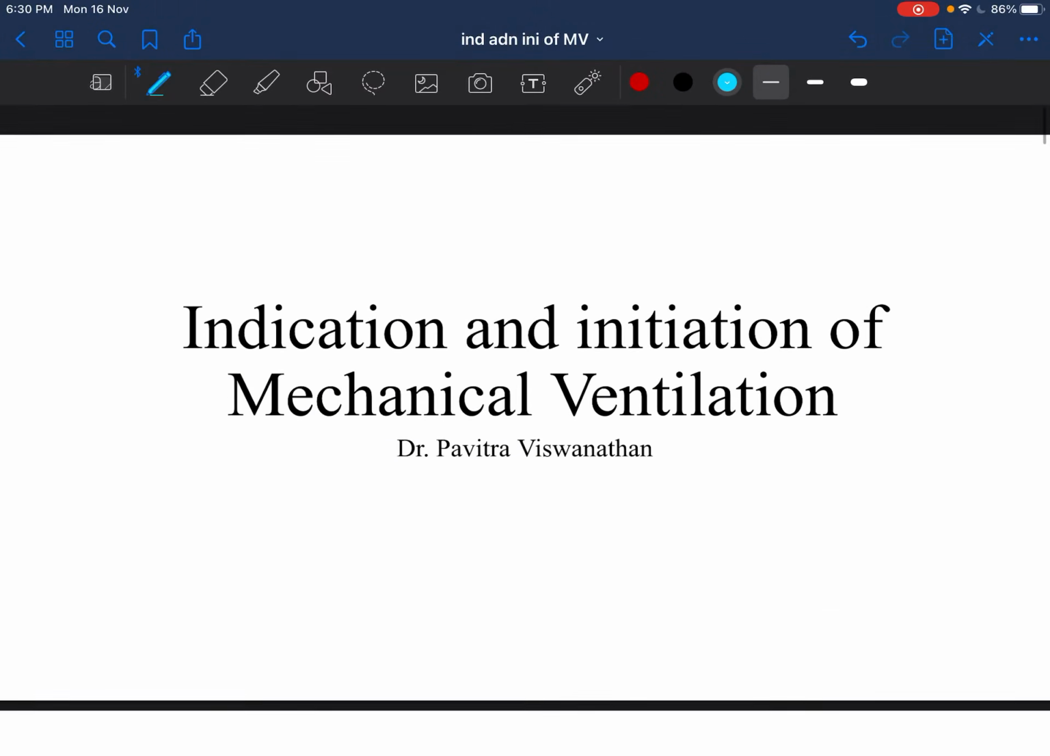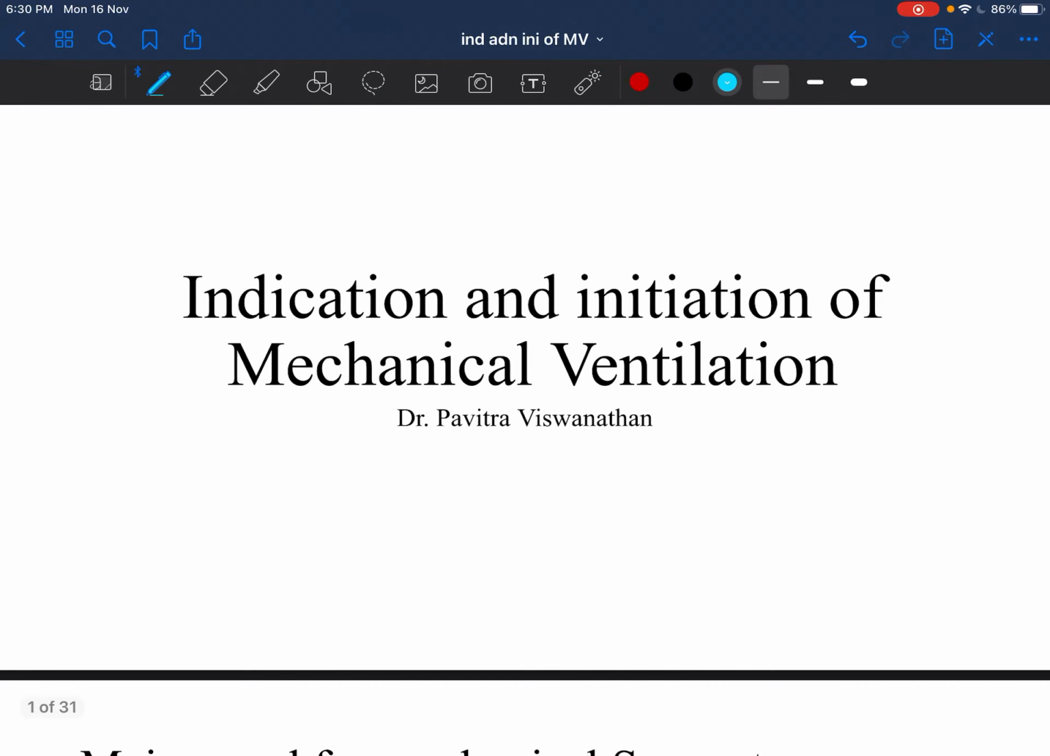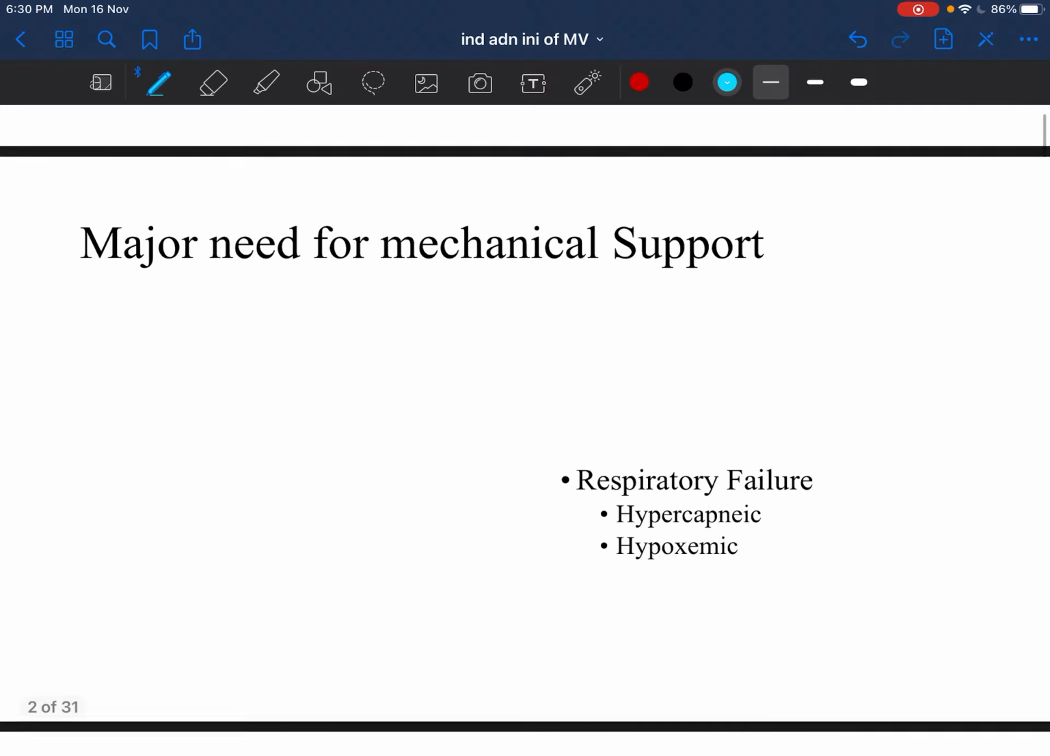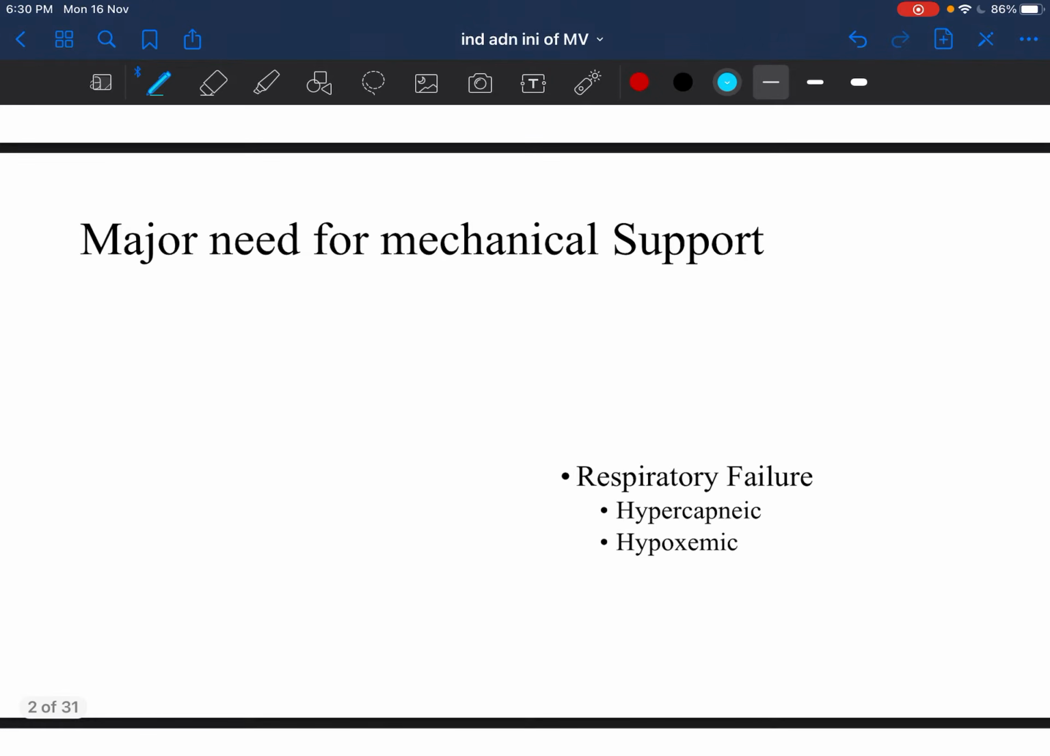Hi dear friends, today's topic of discussion is going to be indication and initiation of mechanical ventilation in pediatric age group. So basically there are three major needs for a mechanical support in ventilation. So they can broadly be classified as a problem in oxygenation.